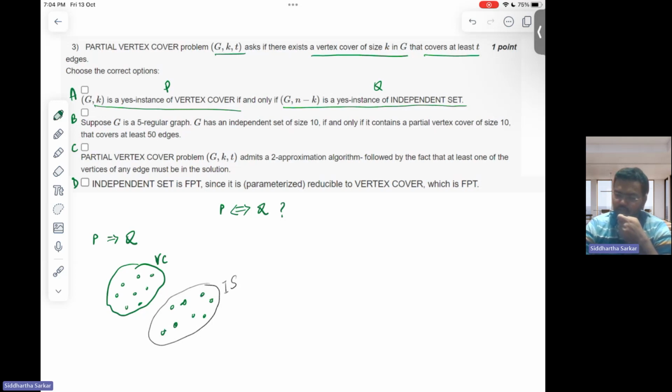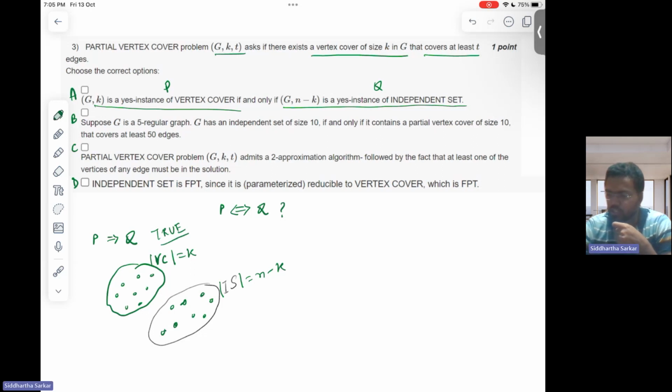And how many such vertices are there outside of the vertex cover? Vertex cover size is K, so there are n minus K vertices outside of the vertex cover. So this set of vertices acts as a witness to an n minus K sized independent set in this graph. So the existence of a K sized vertex cover in this graph implies the existence of an n minus K sized independent set in this graph. So a yes instance of vertex cover implies a yes instance of independent set with the parameters n minus K. So P implies Q is correct. So this is true.